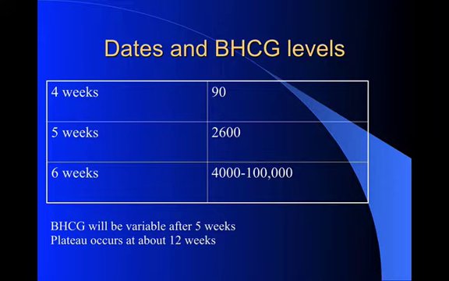So just to review what we expect our beta HCG levels to be: at 4 weeks, they should be about 90. At 5 weeks, they should be about 2,600. And at 6 weeks, they start to become extremely variable, 4,000 to 100,000. We expect the beta HCG to go up by 66% every 48 hours. And we expect a plateau to occur when the placenta starts growing, which is at about 12 weeks.